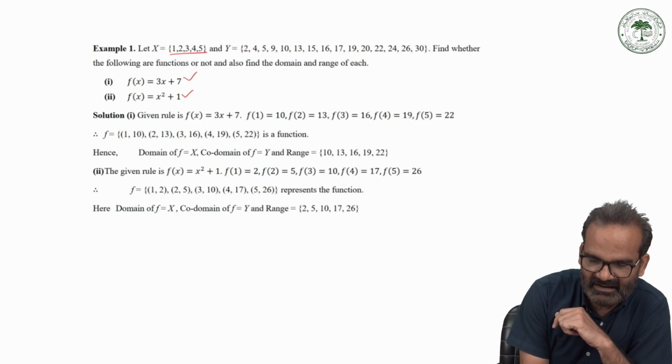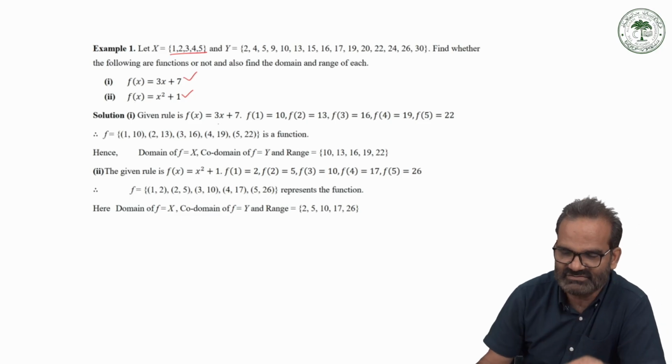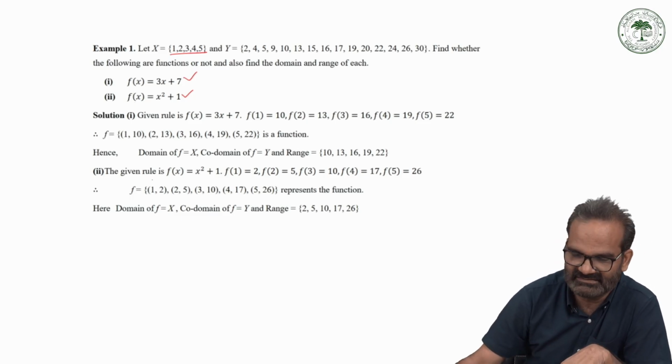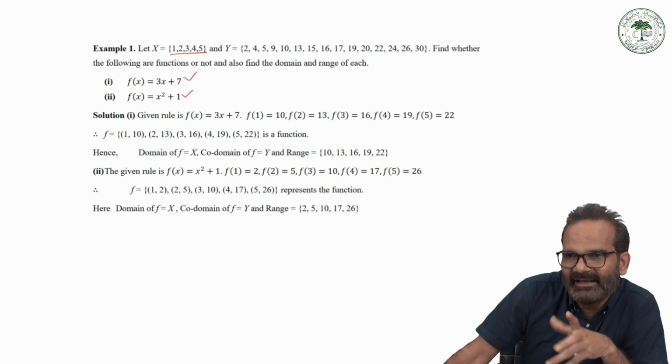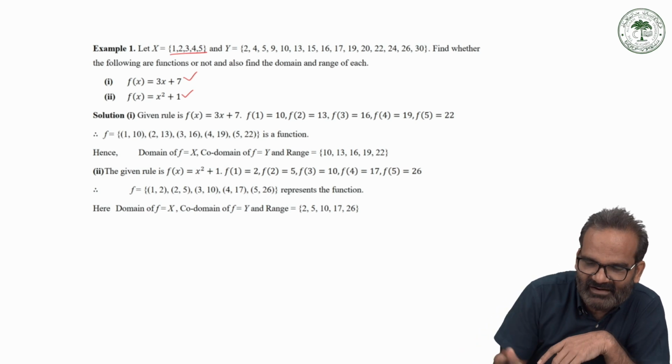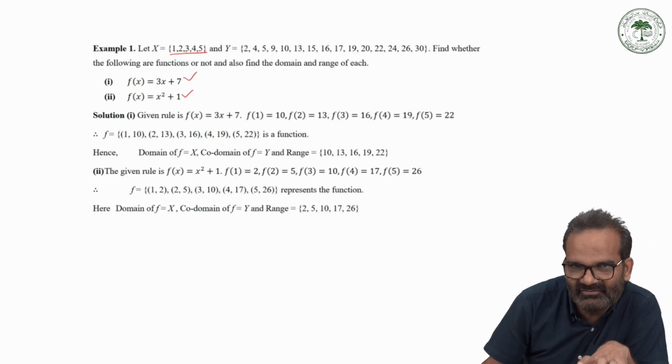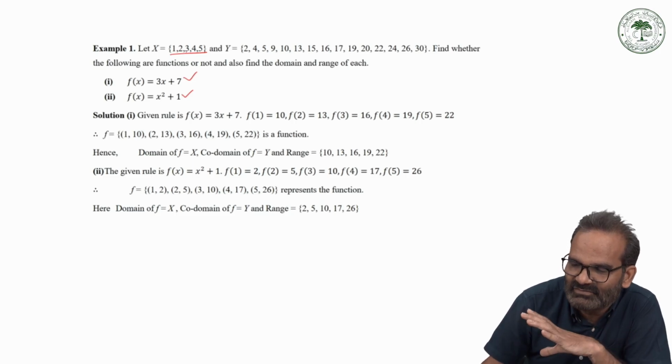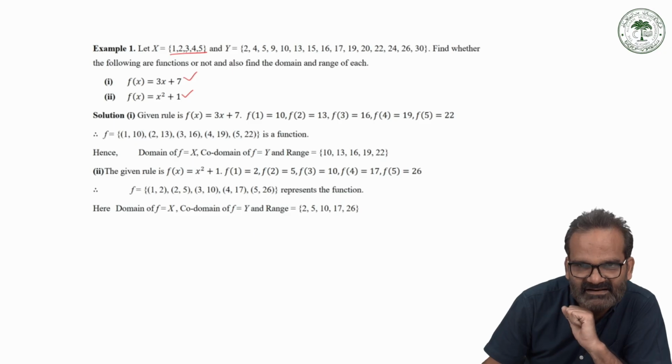Solution 1. The given function is f(x) = 3x + 7. Here x is the independent variable. What are the values of x? x can have the values 1, 2, 3, 4, 5, because the set X contains these 5 values. Y has the values from 2 to 30 given in this set.